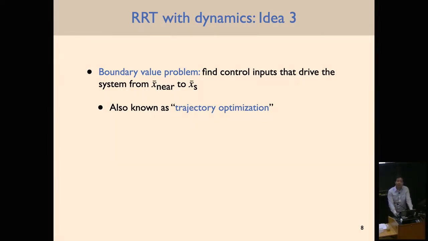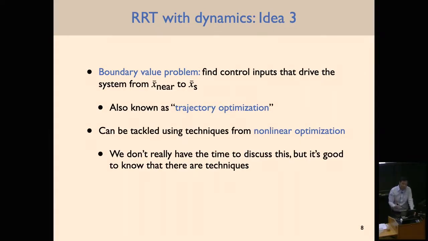This also goes by the name of trajectory optimization. So you can think of this as an optimization problem. I want to find a short sequence of control inputs that satisfies the constraint that my starting state is xnear and my ending state is xs, maybe while minimizing the control effort you need to make your system do that. You can tackle this, again, I'm not going to go into the details here. I just want to make you aware that these techniques exist. We can tackle this using techniques from nonlinear optimization. And this is a pretty active area of research, doing trajectory optimization for systems that have non-trivial dynamics.